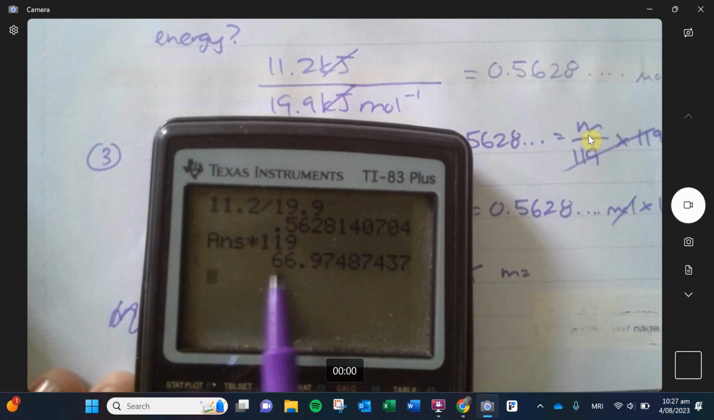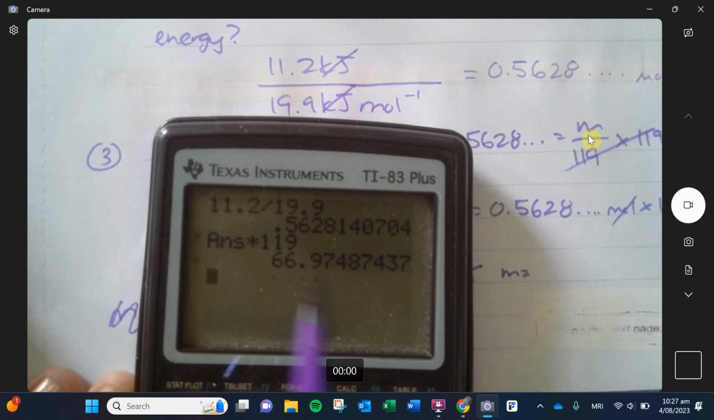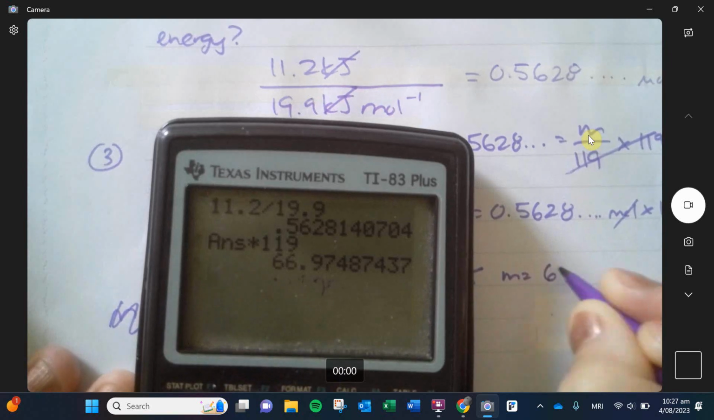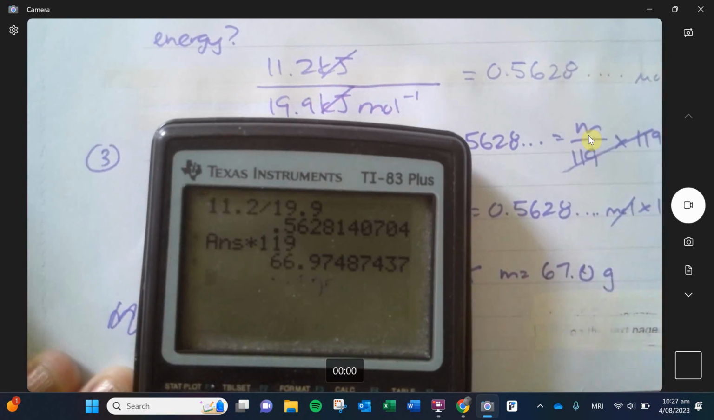Great. So you see how it says 66.97 and then lots of numbers. I want 3 significant figures. So I want the 6, and the dot, and the 9, because that would be 3 sig figs. When I look at the 9, I go over to the 7. The 7 tells me to round up. So I'm going to be rounding to 67.0 grams. And now that's 3 sig figs.